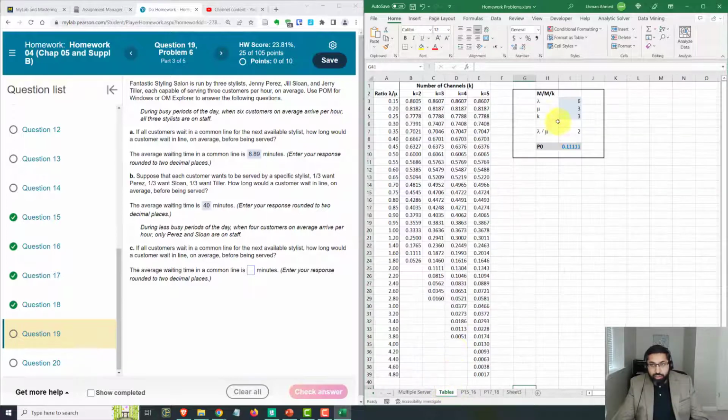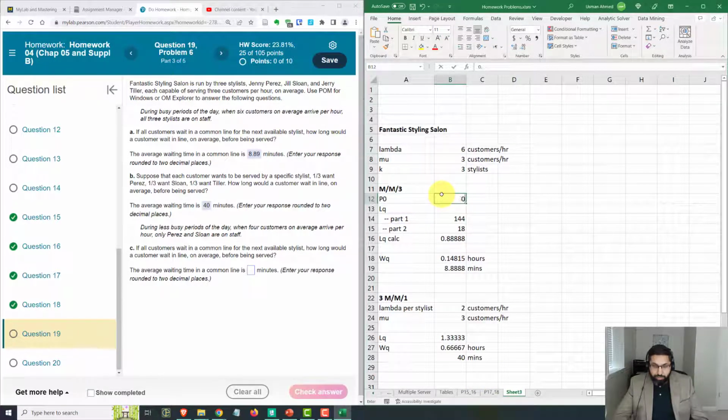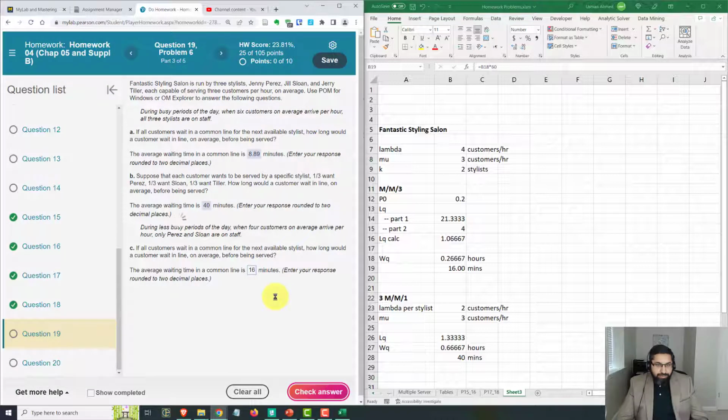And so if we go here and we change the arrival rate to 4, and we have 2 servers and mu is 3, the P naught becomes 0.2. This becomes 4 and this becomes 2, and all of these formulas automatically update to give us the WQ for part C. So we just get 16 minutes. We need to round it to 2 decimal places. Let's make sure there are no hidden decimals. There are none. So we should have 16 minutes.